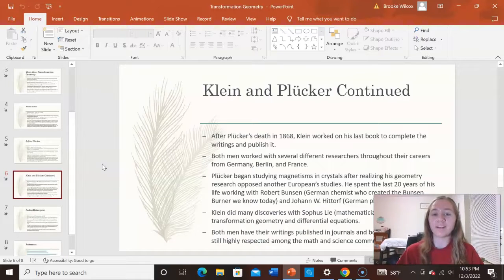I got really excited when I was looking online at research on Britannica about Plucker's friends and who he was working with. And when I saw Robert Bunsen, I was like, oh, that has to be the chemistry Bunsen burner. So I thought that was really interesting and neat to include in here.